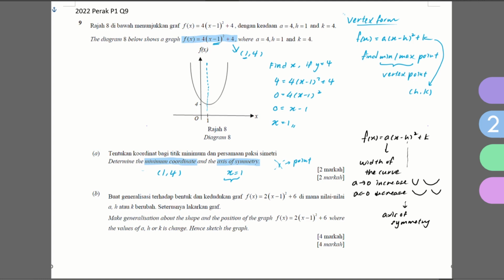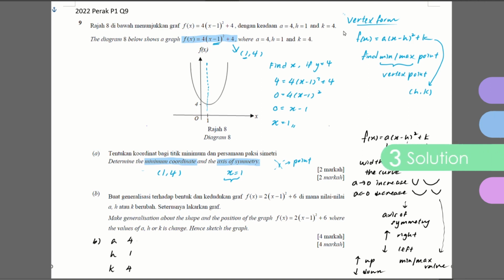And H represents the axis of symmetry because it's the x coordinate of the vertex point. If it increases, the whole graph will move to the right. If it decreases, it will move to the left. And lastly, K represents the minimum or maximum value because it is the y coordinate of the vertex point. If it increases, the whole graph will move upwards. If it decreases, it will move downwards. Now let's compare the original equation and the current equation.